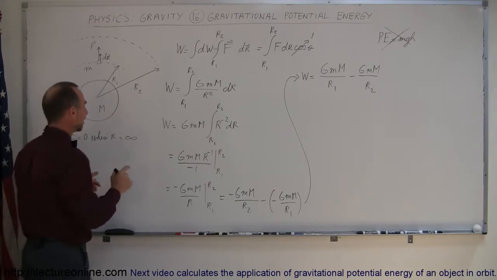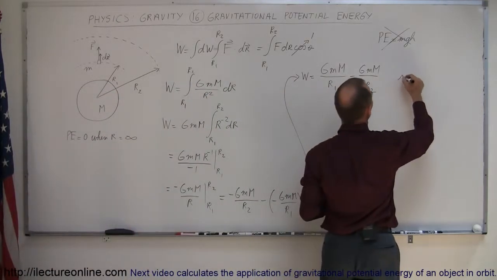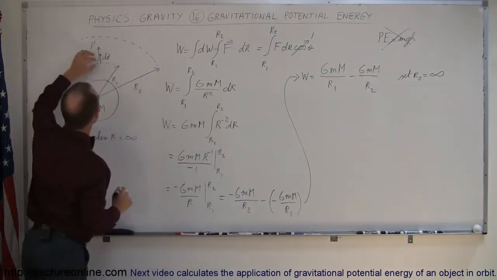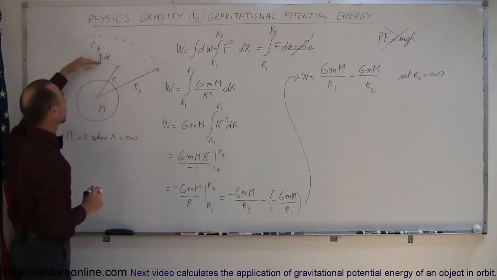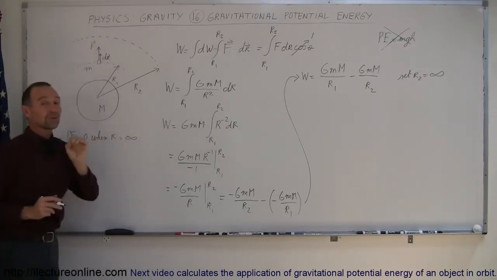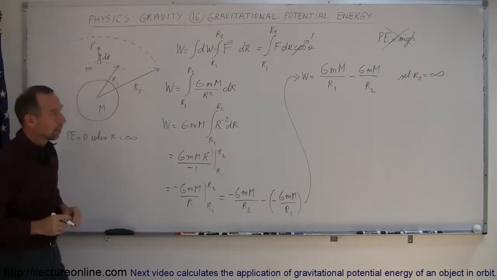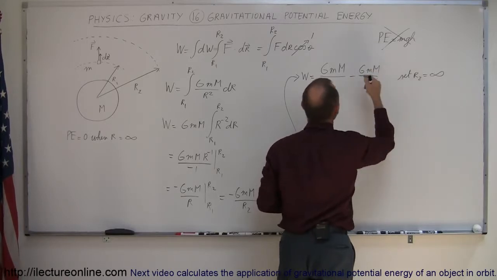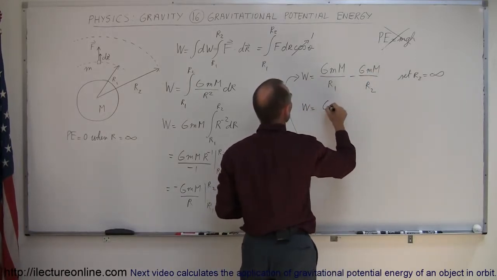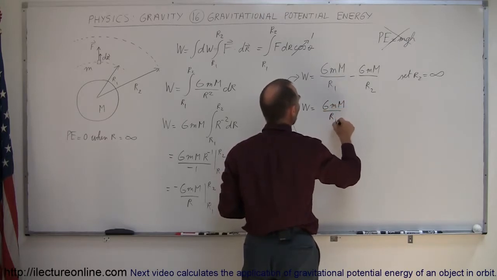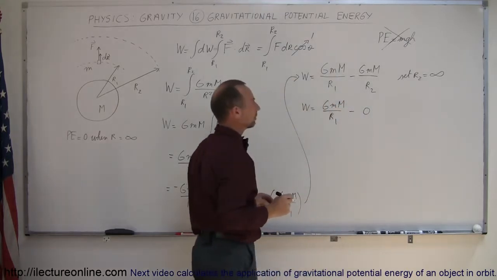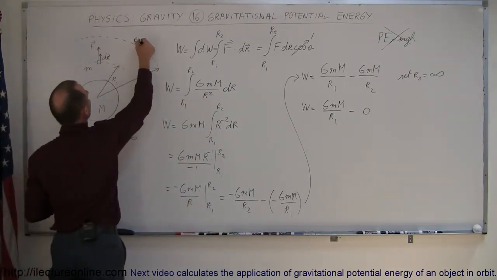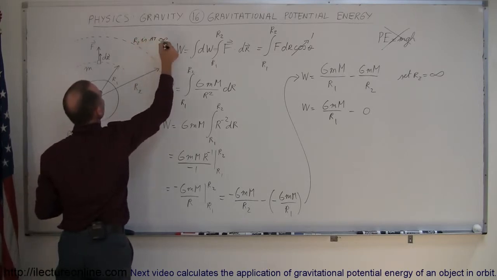So what we're going to do now is set R2, because of this, equal to infinity. So we're going to put the position where we're going to lift this to out to infinity, from some place, R1, out to infinity. And of course, at that point, the potential energy is 0. So that means that this quantity right here, the potential energy at R2, is going to be equal to 0. So now we're going to say that the work done is equal to GmM over R1 minus 0, because we're going to set R2 at infinity. So now R2 is at infinity.